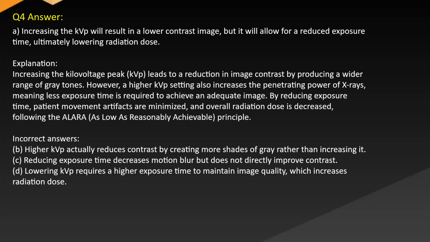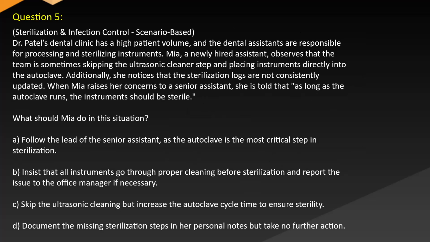principle. Incorrect answers: B. Higher KVP actually reduces contrast by creating more shades of gray rather than increasing it. C. Reducing exposure time decreases motion blur but does not directly improve contrast. D. Lowering KVP requires a higher time to maintain image quality, which increases radiation dose. Question 5. Sterilization and infection control.